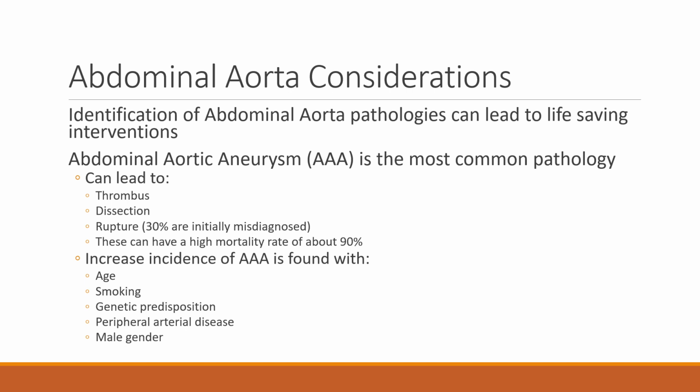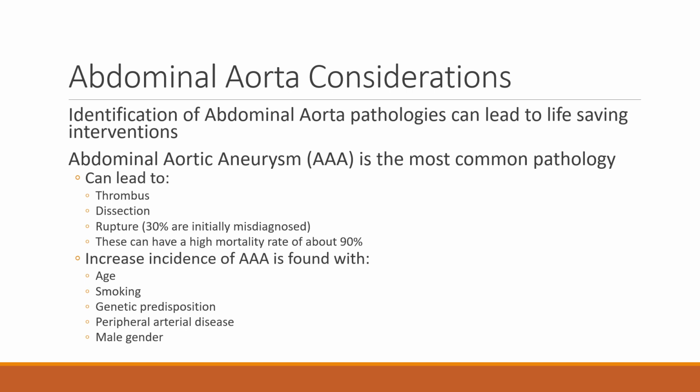Abdominal aorta pathologies can lead to some very significant risks to the patient. So by identifying these early and accurately, it can lead to life-saving interventions. Abdominal aortic aneurysms, or AAAs, are the most common pathology of the aorta. Now, a AAA, once found, is not necessarily standing on its own. Oftentimes, it is correlated with an internal thrombus within the aneurysm, an area of dissection within the aneurysm, and it has a moderate probability of rupture depending on the size.